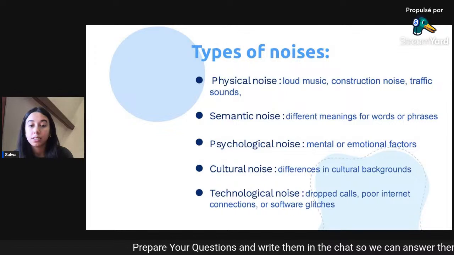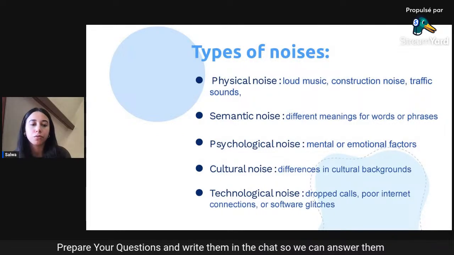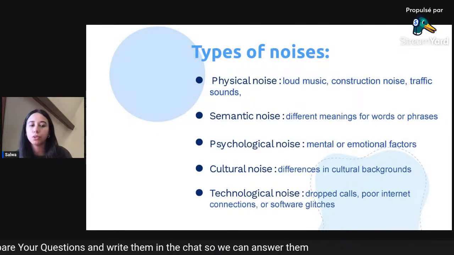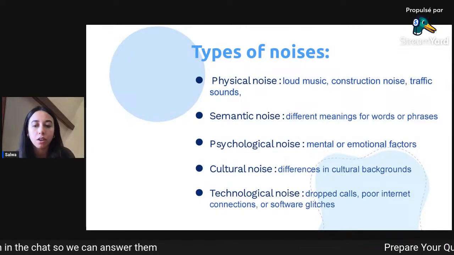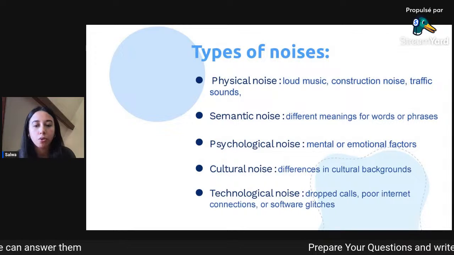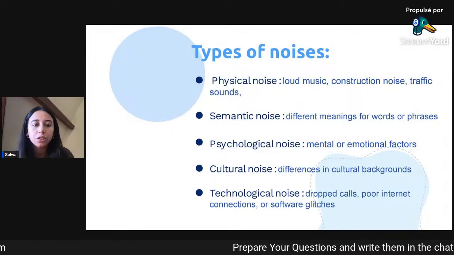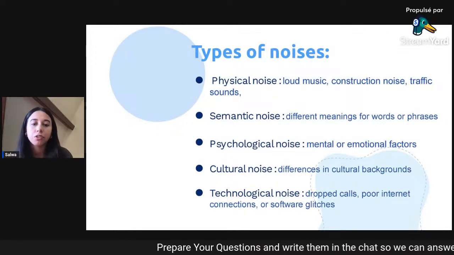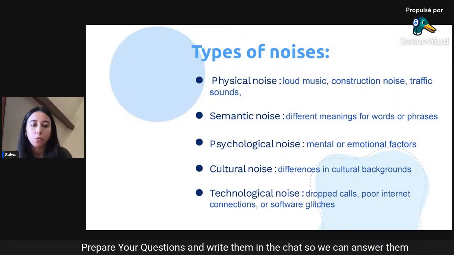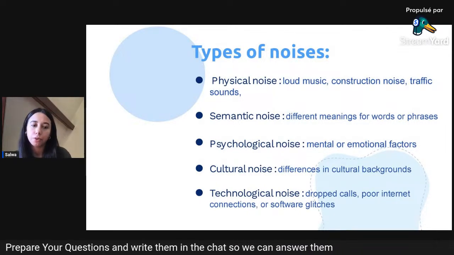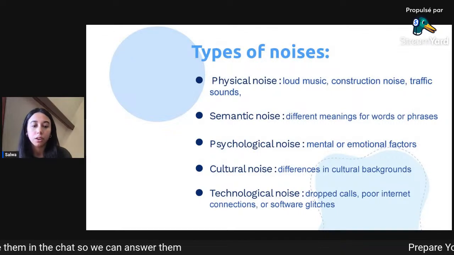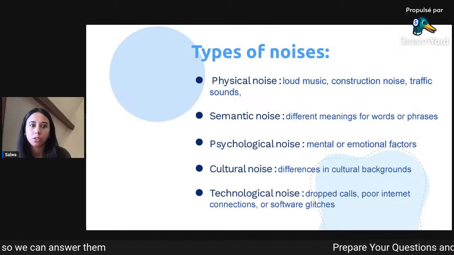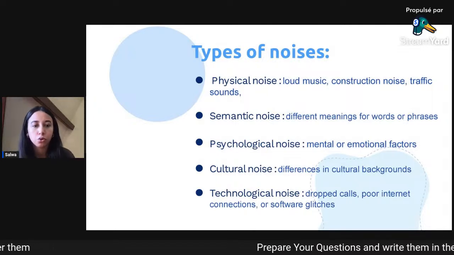Semantic noise is a different meaning for words or phrases. For example, when we speak different languages, or when we are from a different job or profession, we can have different meanings for the same words. So for this, we need to avoid talking in jargon or in language that's only specific to a profession or to a region.